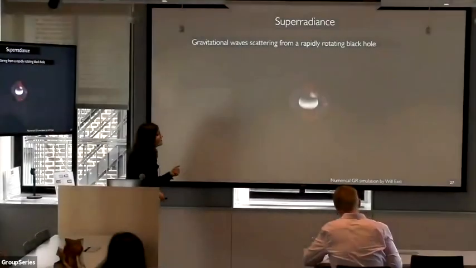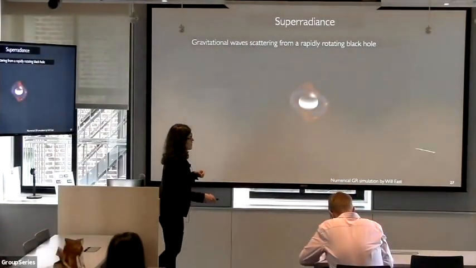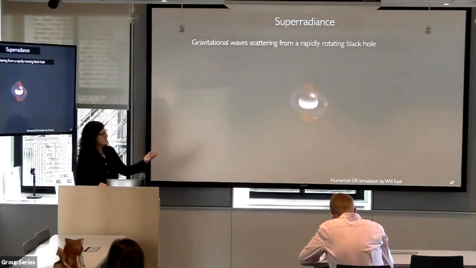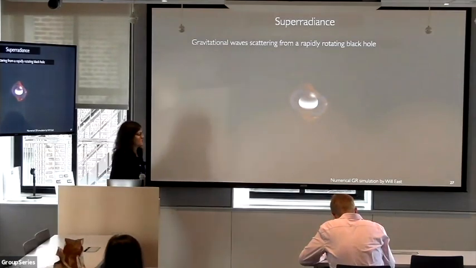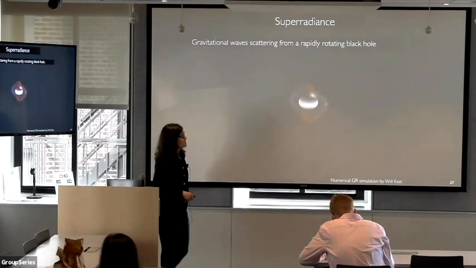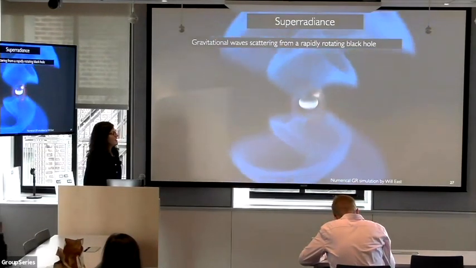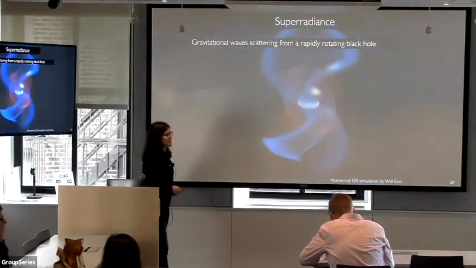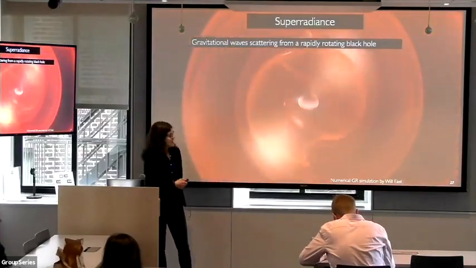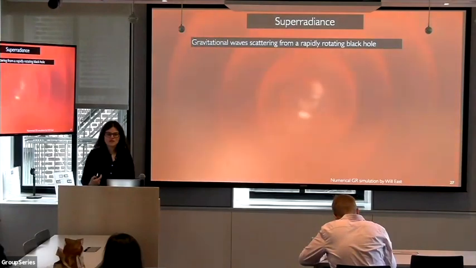This is a numerical GR simulation by Will East, who I talked to a lot while I was at Perimeter. He does these beautiful numerical GR computations. This one in particular is a rotating black hole, and you'll see an incoming wave in blue. That's an incoming gravitational wave. And it gets rescattered into an outgoing red gravitational wave. You can see the amplitude is much increased because of the extraction of angular momentum from the black hole.